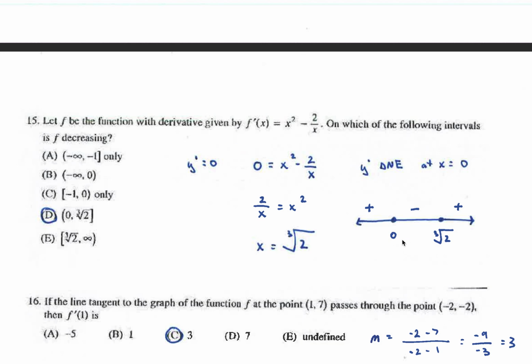And so I have 0, and I have then the cube root of 2. Both of these are my critical values. I do a sign chart, and I want to know when f is decreasing, so I want to know when the derivative is negative. The derivative is negative in between there.